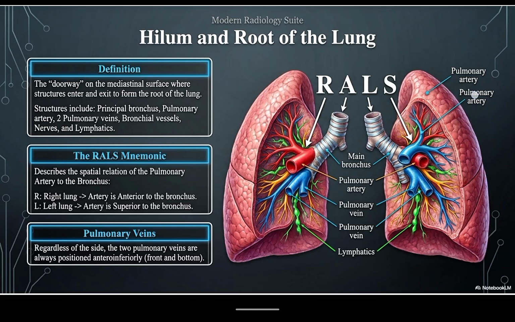Now look at the bronchus and look at the pulmonary artery. The pulmonary artery is superior to the bronchus for the left lung, and is anterior to the bronchus for the right lung. Don't forget that.